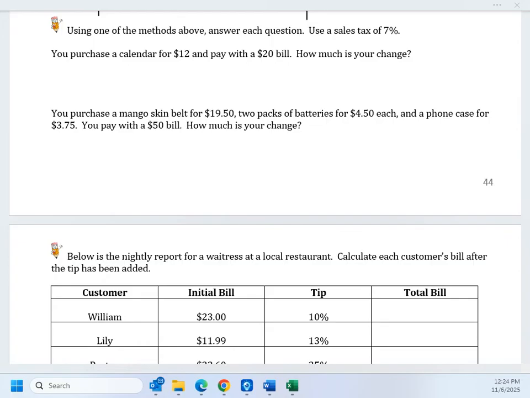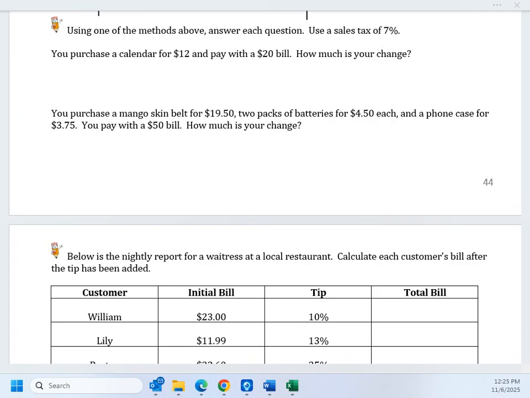Well, it costs $12 and I pay with 20, do I get $8 back? Why not, Ellie? Because you need to add the sales tax. Yeah, because there's tax on that calendar. So how can I figure out how much they're gonna charge me? What math should I do?